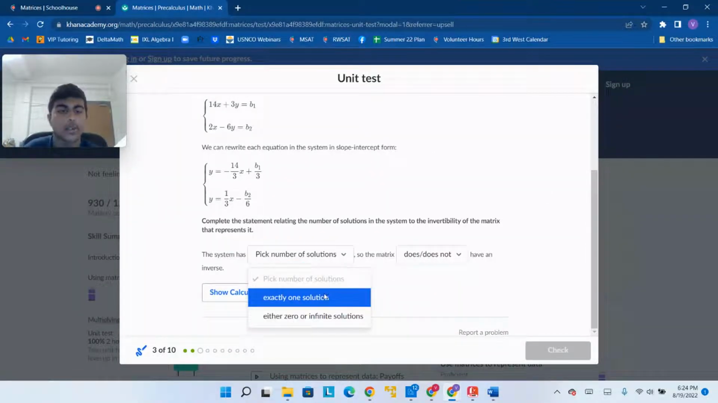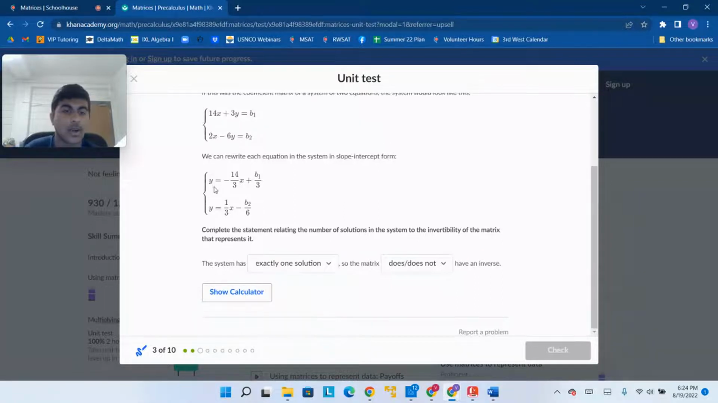System has exactly one solution, right? If you set the y's equal, then these have different x's, so you're going to have one solution. The matrix is going to have an inverse if it has one solution. Okay, because what that means is that the x's are not the same, right? So if you had no solutions or infinite solutions, then you might have some trouble. Here you do have an inverse because there's only one solution, right? It's a pretty generic, basic matrix, so you're going to have an inverse, and that's our answer. Let's keep going.